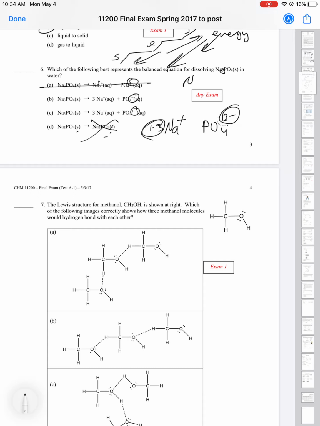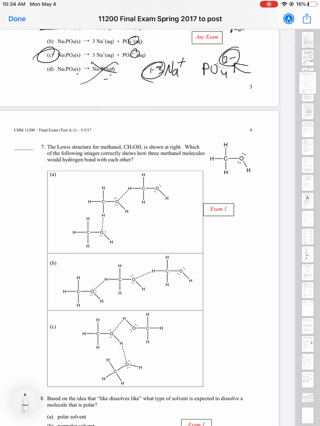And then PO4, well, if it just had a -1 charge, then we would need only 1 sodium, right? Because Na, we know, has a charge of +1. So that means that PO4 3- is going to have a charge of -3. So that's why we have the 3 sodiums to balance it out. So we're going to go with C on that one.